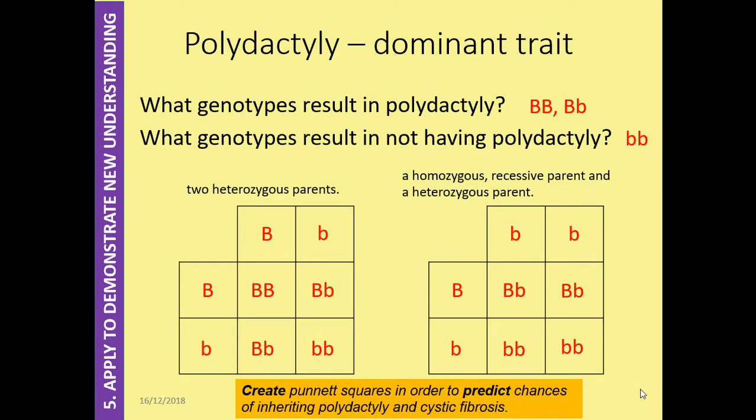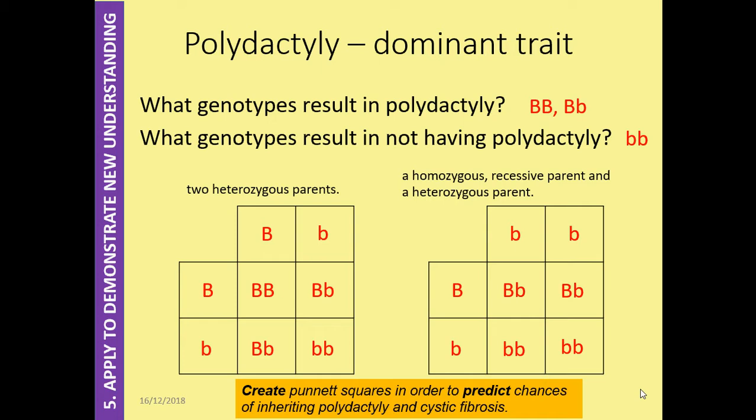So, because it's a dominant trait, what genotype, so what pair of alleles would we have to have polydactyly? Okay, so the genotype is the double code of genetic information, the two alleles. So it would be either big B, big B, which is homozygous dominant, or it would be big B, little b, which is a heterozygous genotype. What genotypes result in not having polydactyly? It is little b, little b, and we would describe that as a homozygous recessive genotype.